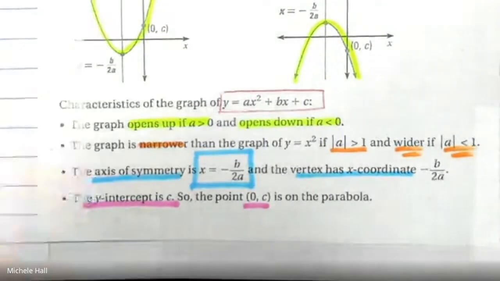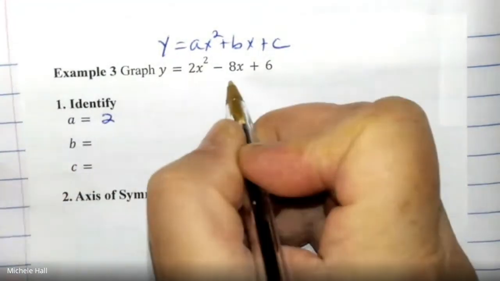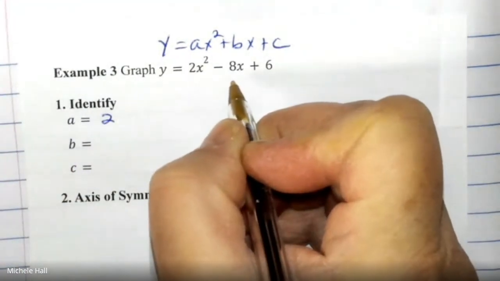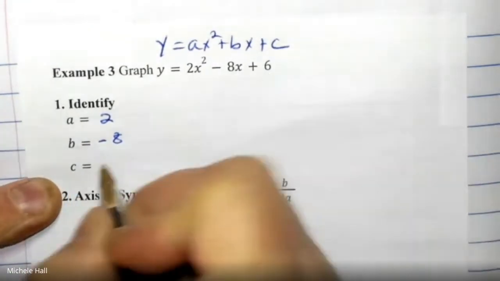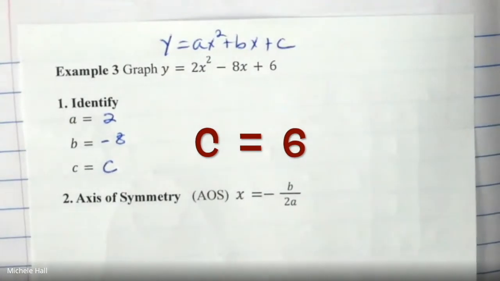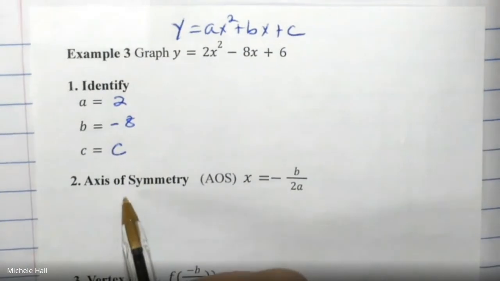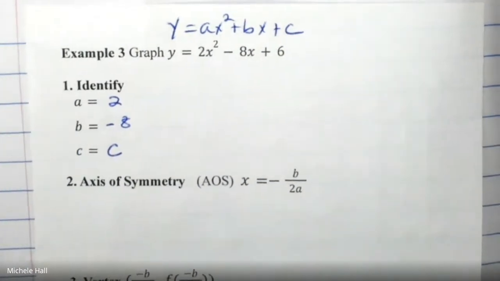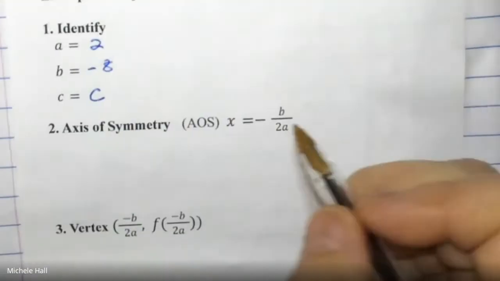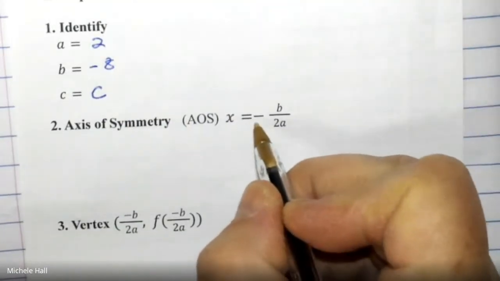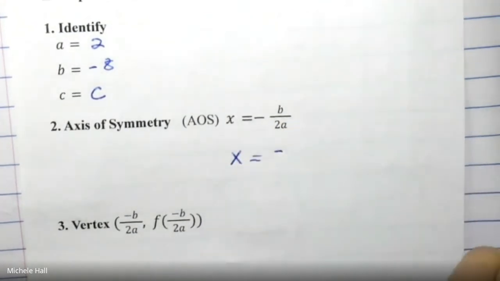Okay, let's put this all together. I see that A is 2. B, what's B? Negative 8. You got to keep your signs in front of it. And C is 6. Once I can identify all three of those values, I can use them moving forward. We're going to start with finding the axis of symmetry. You do this the same every time. The axis of symmetry is going to be, here's our equation, x equals negative b over 2a. So x equals, the negative stays in there.